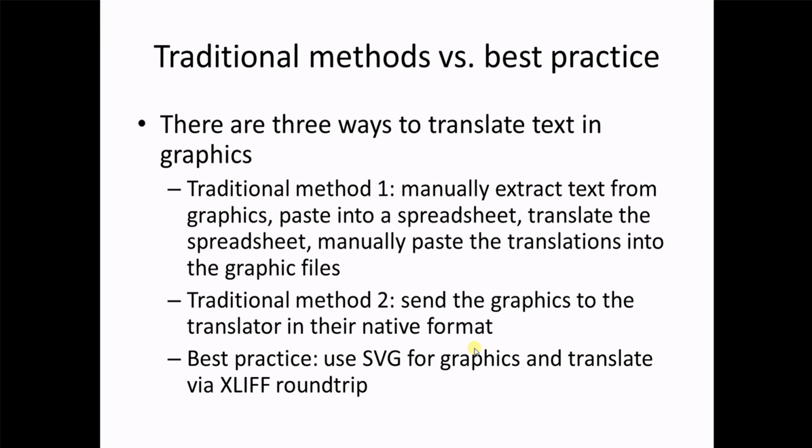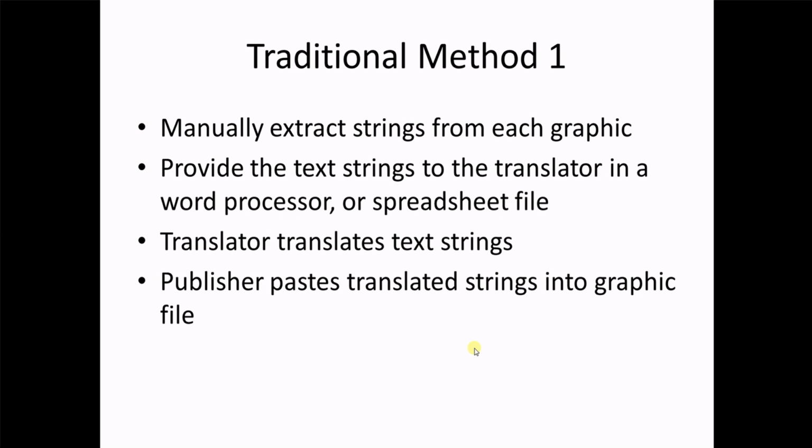Traditional method number two is to send the graphics to the translator in the native format. You know, send a Photoshop file to the translator or an Illustrator file, for example, and let them do the translation. And then the third method, which is the best practice, is to use SVG, scalable vector graphics, for your graphics and then translate them via the XLIFF round trip. That's because SVG graphics render perfectly beautifully, but they are XML. Therefore, they're easy to process with XLIFF. So let's look at all three of those options.